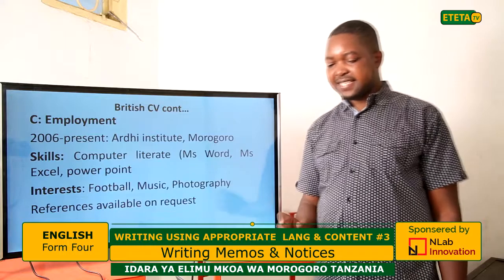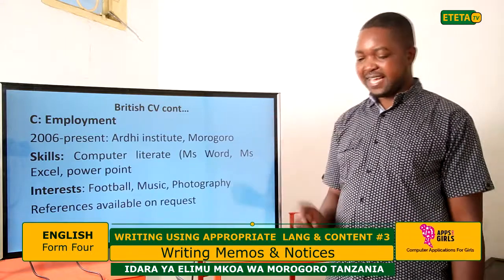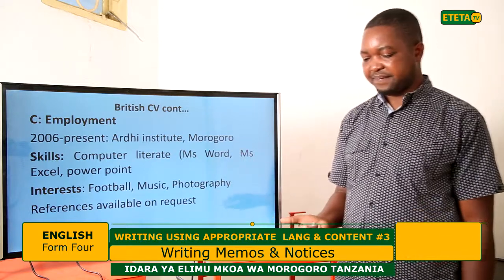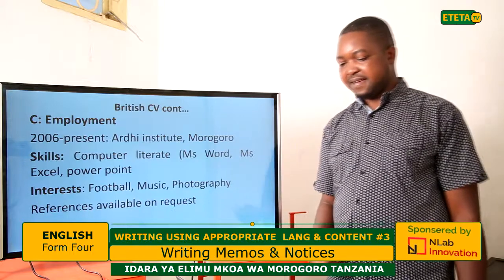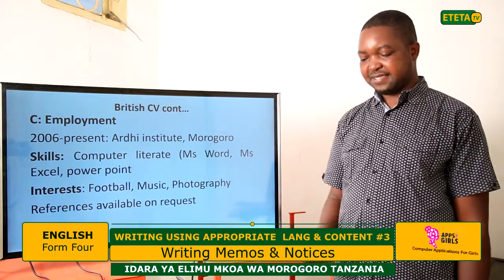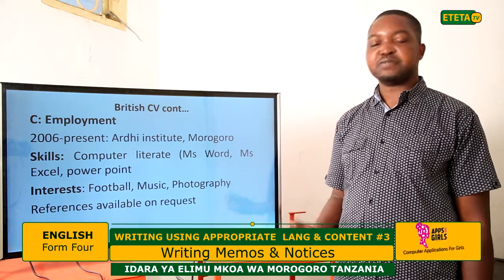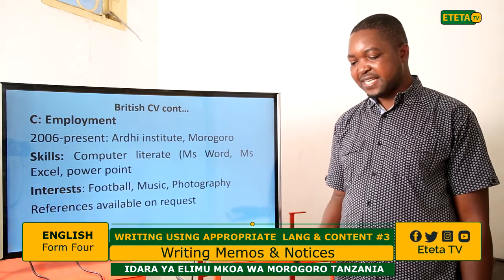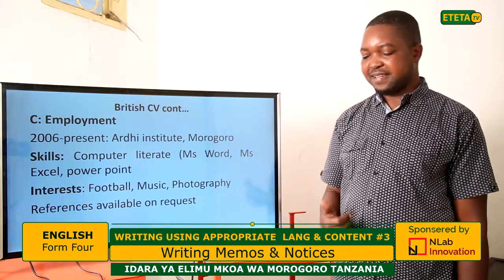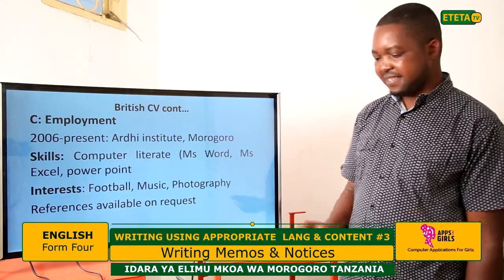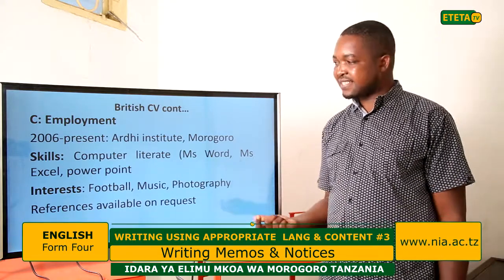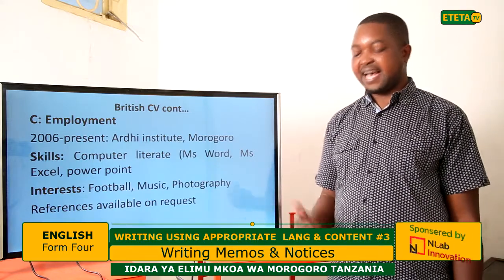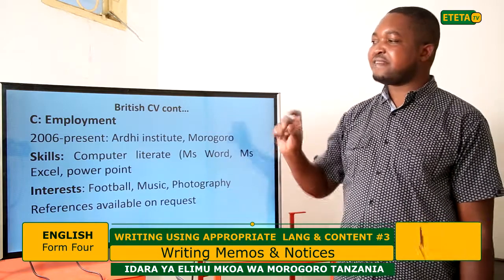Another section of the curriculum vitae, especially the British style, is the part which indicates previous employment. For example, Mr. Wula, from 2006 to present, works with Arts Institute Morogoro. You see? The skills: computer literate, Microsoft Word, Microsoft Excel, and PowerPoint. Interests: football, music, photography, and then we have this part of the referees.